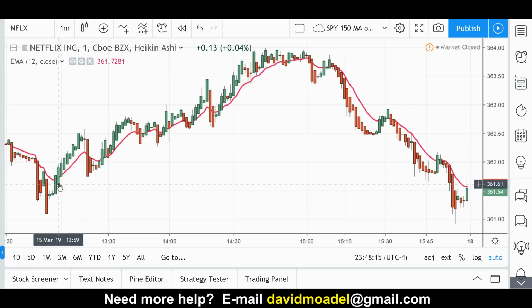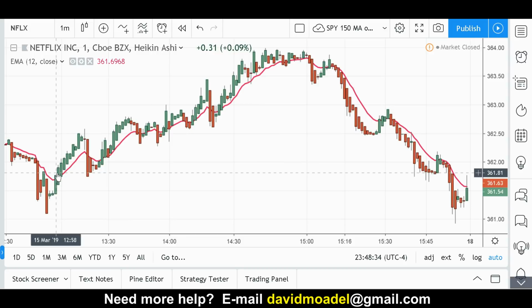All right, for example, if you waited for the Heiken Ashi candle to close above the line here, the moving average, you would have gotten in here, and then you could have said, okay, my profit target, I'm just going to ride it, and I'm not going to get out until there's a red candle. Plain and simple. That's one way to do it.